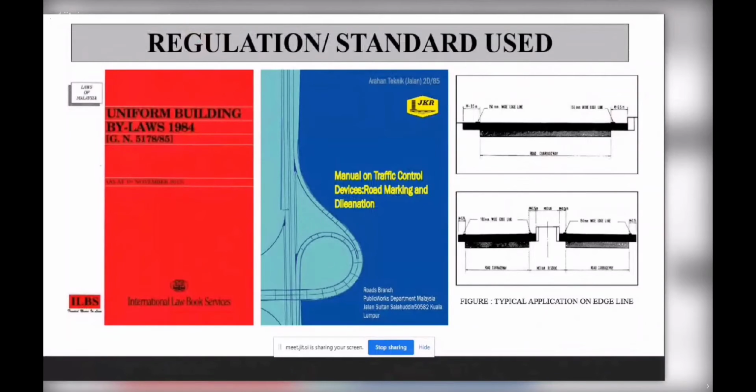Okay, for the line size, we use the JKR standard, where the width of the line is 150 mm. The length of the line is 1000 mm. And the space between the edge of the line and the corridor is 125 mm.